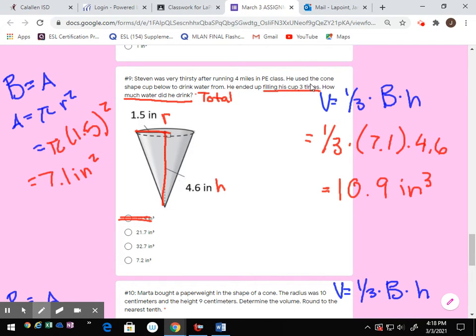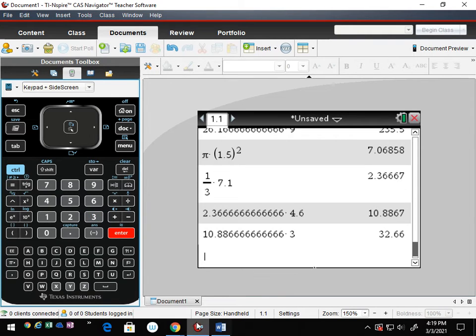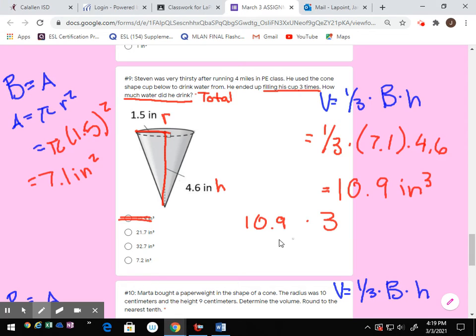he filled this cup up 3 whole times. We got to make sure we read all of the question, okay? He filled it up 3 times, so he had 3 of these. So we're going to take this number and multiply it by 3, okay? So 10.9, or answer, times 3, we get 32.66, okay? If we round up, we get 32.7.